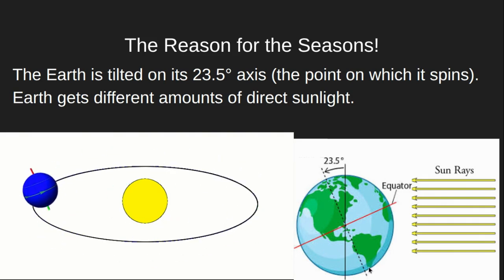So because of that, I want you to make a prediction. What season are we experiencing here in the northern hemisphere? Because we're getting so much less direct sunlight, it is going to be the coldest of the seasons, which would be winter. And that means on the other side of the Earth, the southern hemisphere, it's the complete opposite. So they're going to have summer during this time.